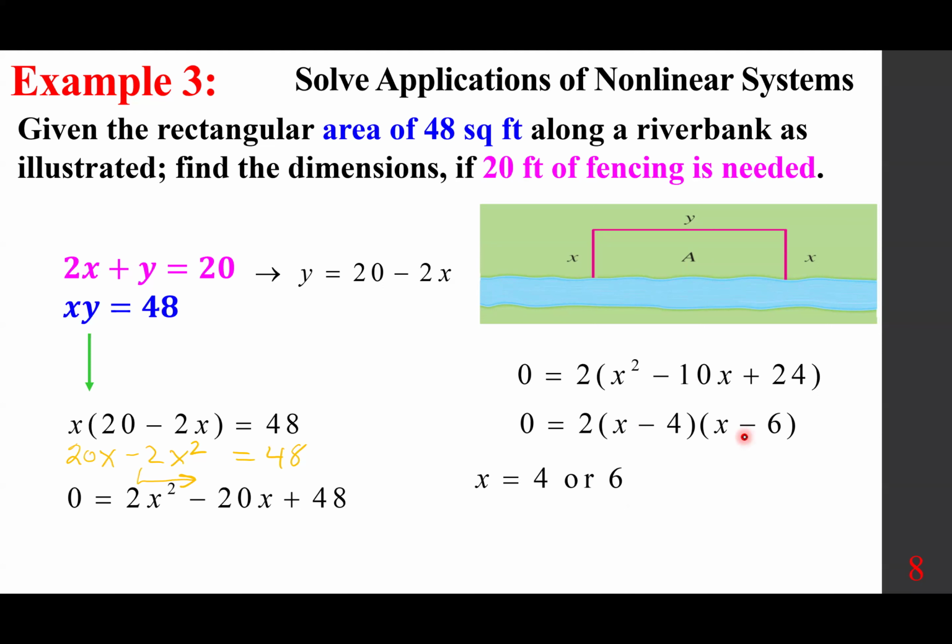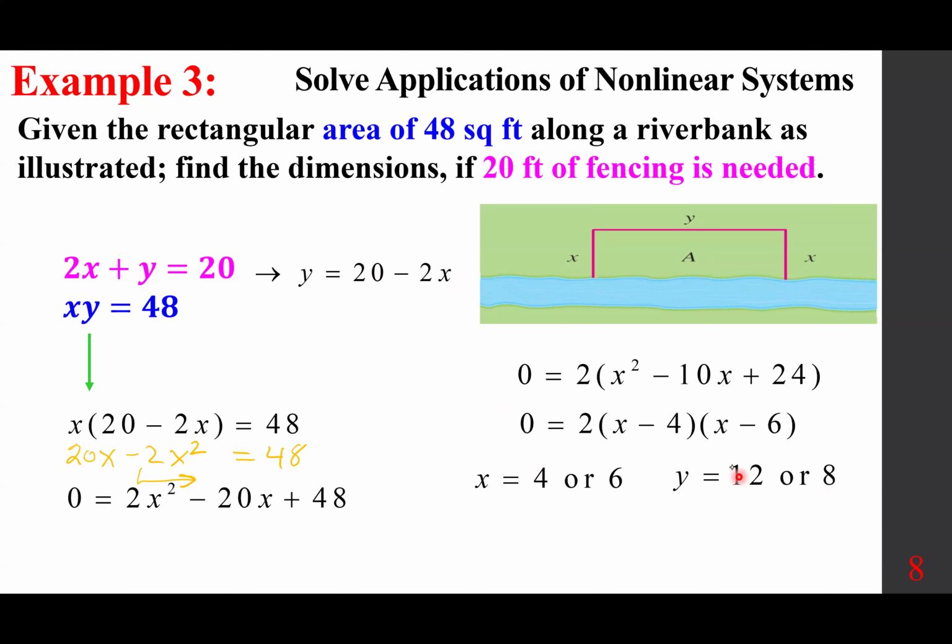But if we put that back into one of the equations, we can find the other one. For example, if you put it here or here, it doesn't matter. 20 minus 2 times 4 is 8. 20 minus that is 12. So if you go with 4, Y becomes 12. What about 6? Times 2 is 12. 20 minus that is 8. It so happened that Y is either 12 or 8.